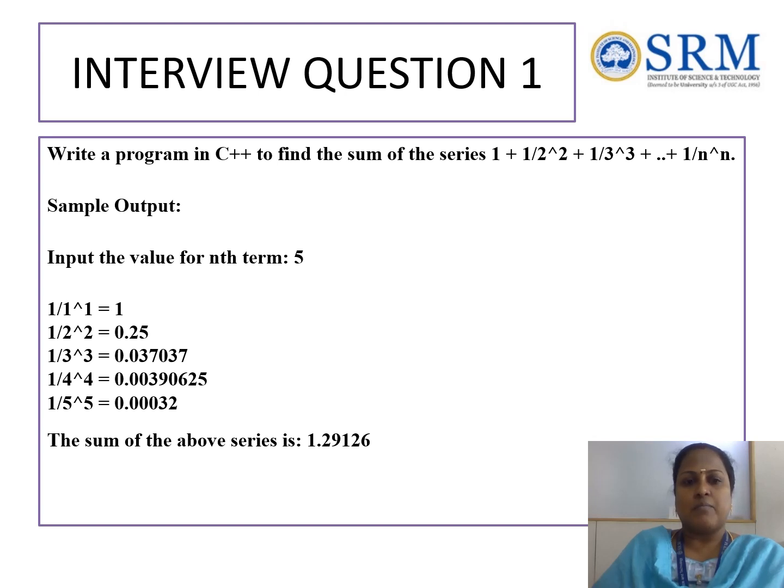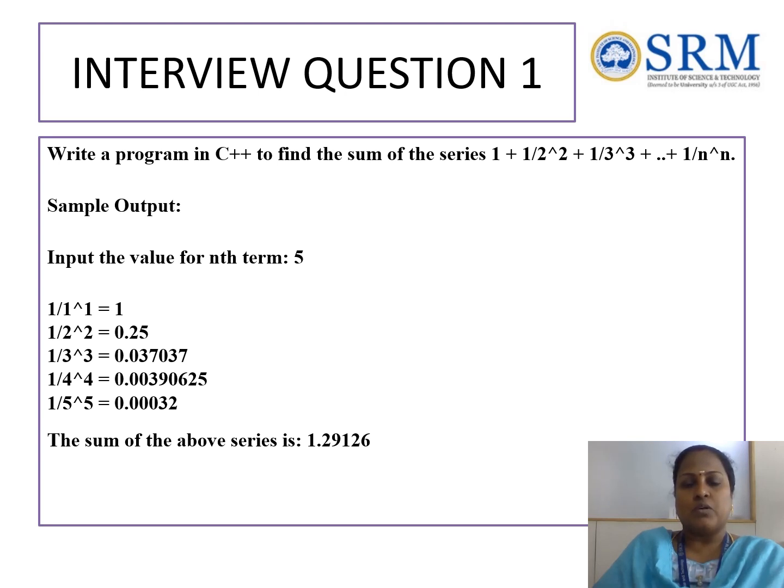So the sample input is the integer 5. If the n value is 5, what should be the expected output? We have to evaluate this series for 5 terms. The final output you will get is 1.29126. So this is the scenario given.